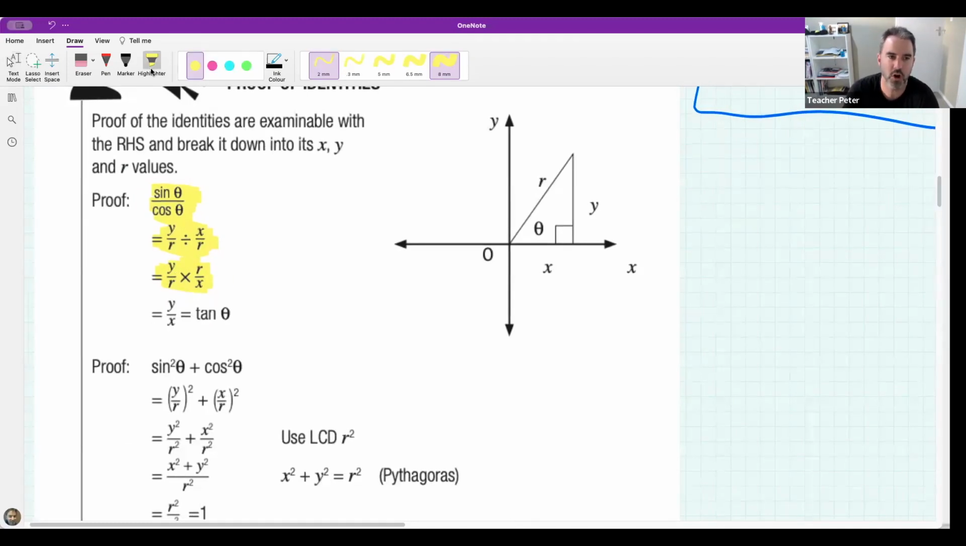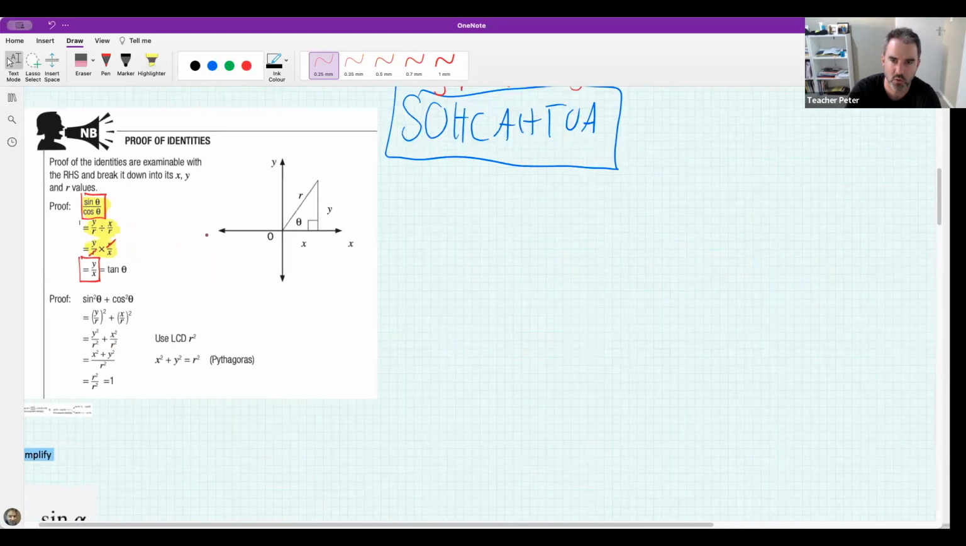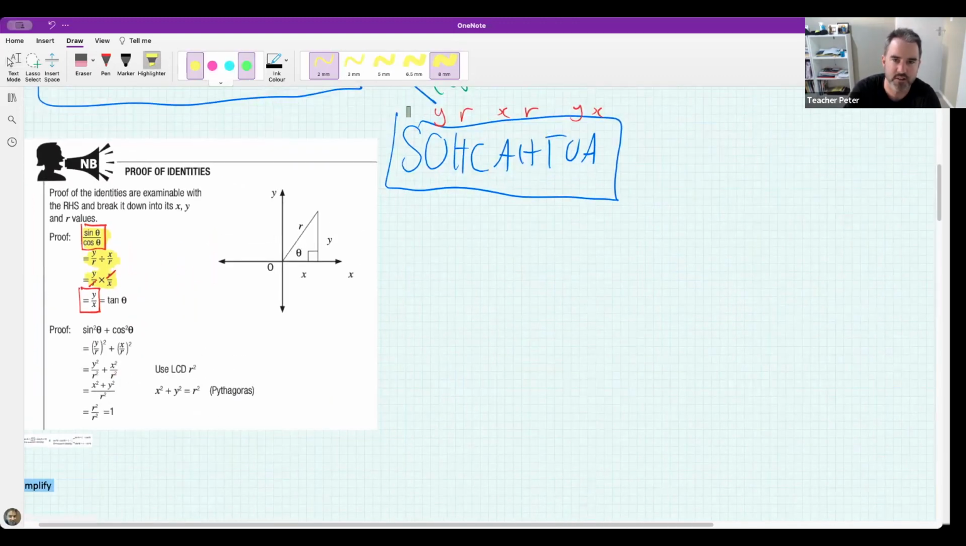Now, what you'll notice is that there's an r on the bottom and an r on the top. So what are you left with? You're left with y over x. But what do you know about y over x? Well, y over x is actually just tan. And so you know that in fact, the sine of theta over the cos of theta is the same as the tan of theta. I wrote it with x's, but this is called the quotient identity.